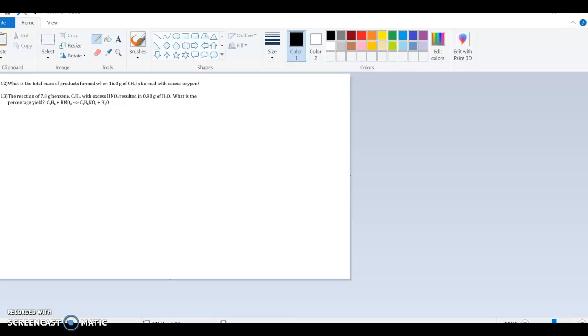Hello, these two problems we're going to do without a calculator. So let's start with the first one. What is the total mass of products formed when 16 grams of CH4 is burned with excess O2?